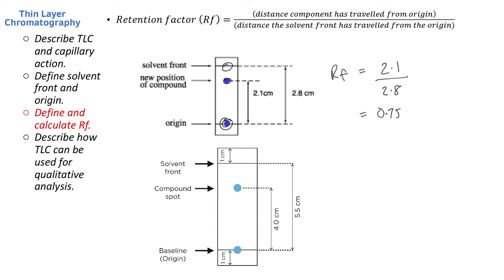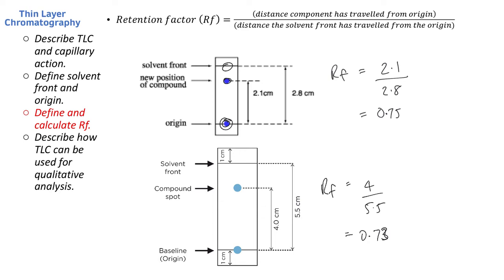This one over here, the Rf is equal to, what is it going to be? 4 divided by 5.5, which is 0.73. Again, no unit here. So that's how you would calculate retention factor.